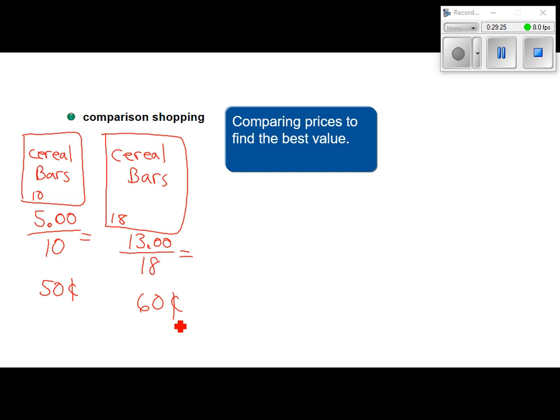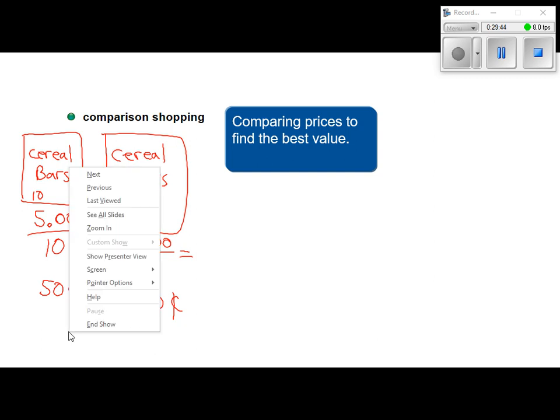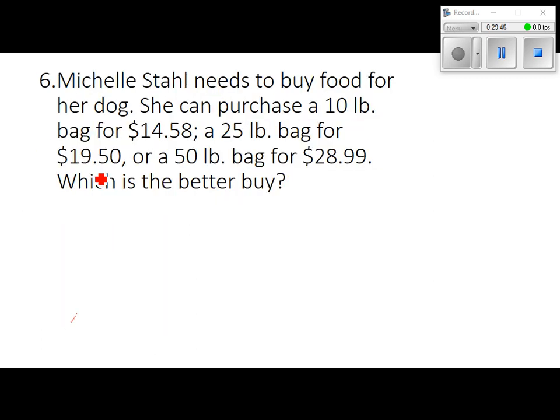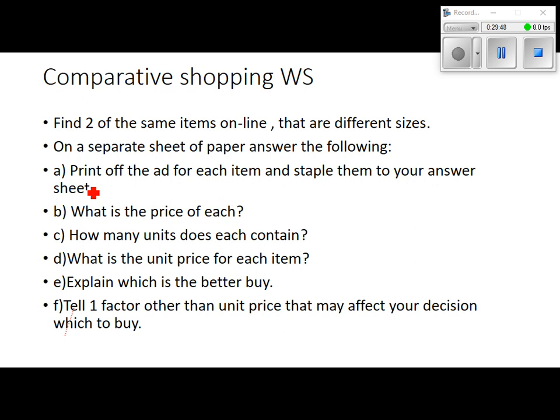And if you grab your calculator, see how close I am there. What's $13 divided by 18? 0.72. So it's actually a little more than that, about 72 cents per bar. So that's comparison shopping. And that's what we're going to do on this next thing that we're going to do.